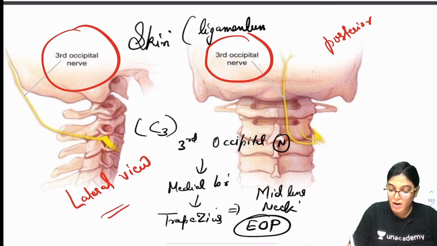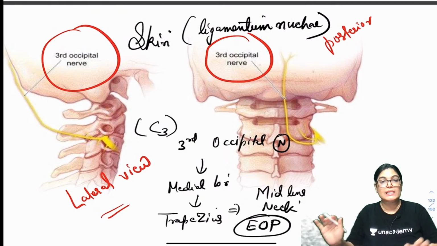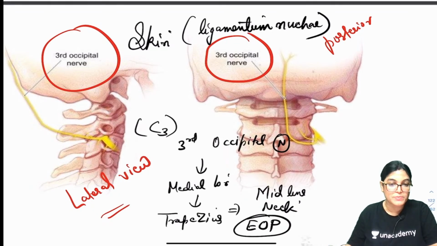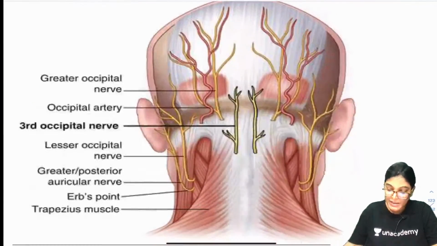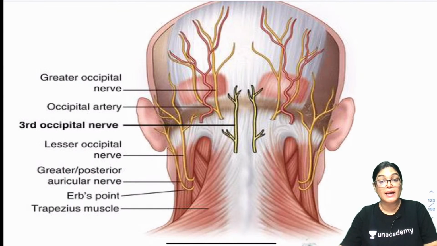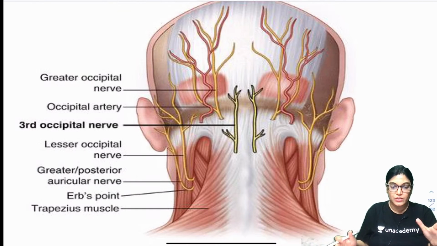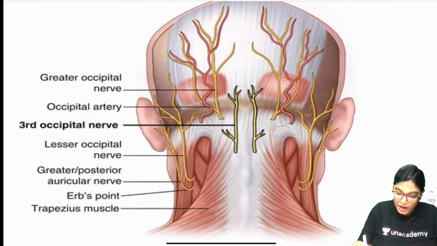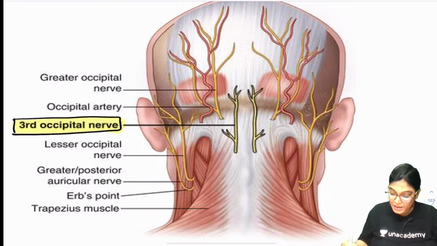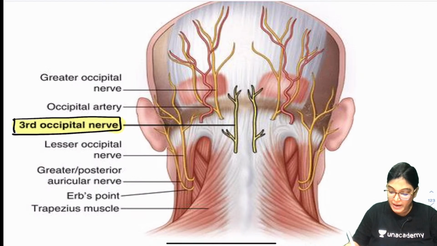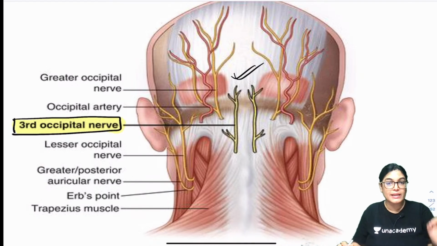So that was the description which was provided in the MCQ. So this is the reason that the third occipital nerve is the correct answer. Now my dear friends, I would also like to give you an elaborate diagram and make you clear why the other options are not correct. So now we know the reason why the third occipital nerve is the correct answer. This is the third occipital nerve. The area which is supplied by it is in the midline. So this is the correct answer.